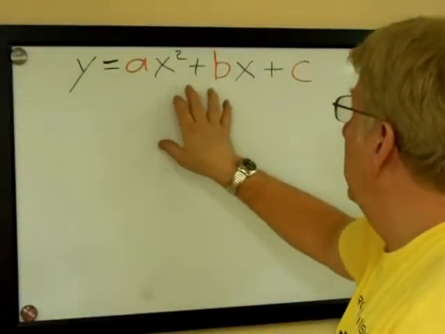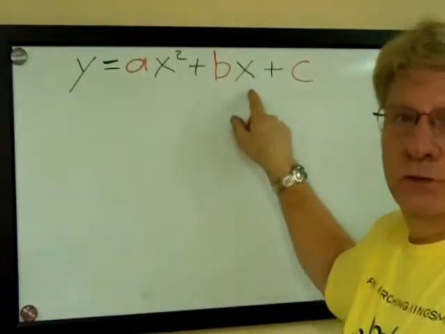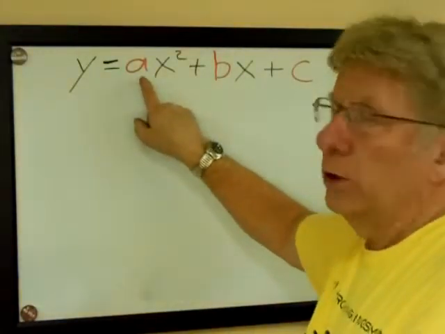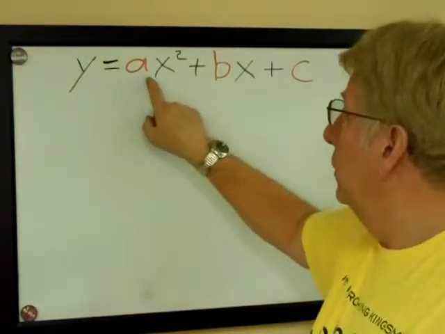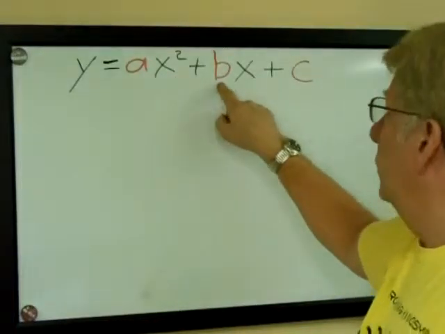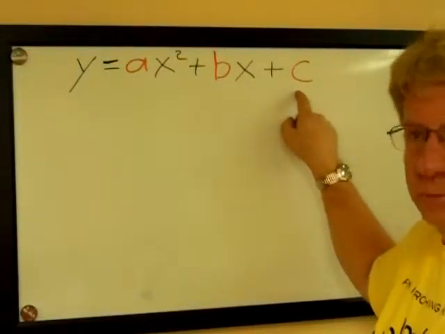Here we have a quadratic equation, y equals ax squared plus bx plus c. And the coefficients that we're going to use in the quadratic formula are the a coefficient of the x squared term, the b coefficient of the x term, and the c, which is the constant.